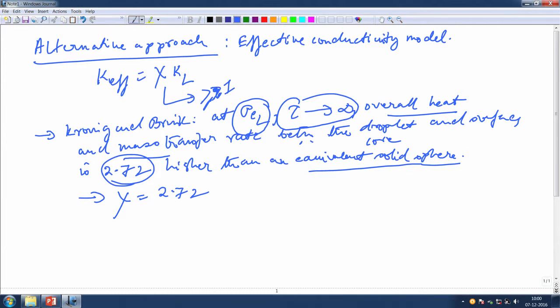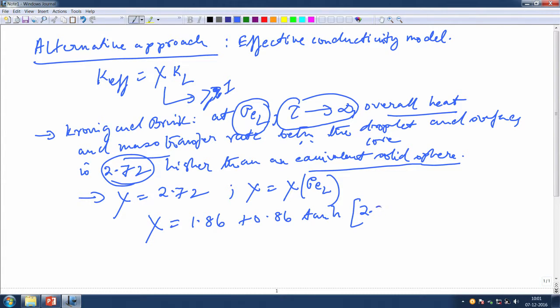This triggered the thought that if we could use a thermal conductivity about 2.72 times higher, then we are okay. Ideally, this 2.72 is a misnomer; it should be a function of the liquid phase Peclet number. If the Peclet number is high, you have to use a higher value of the thermal conductivity. The overall formulation they gave was 1.86 plus 0.86 times 2.245 log base 10 of Peclet number divided by 30. This is once again nothing but a sophisticated curve fit, so you should not be under any misconception.